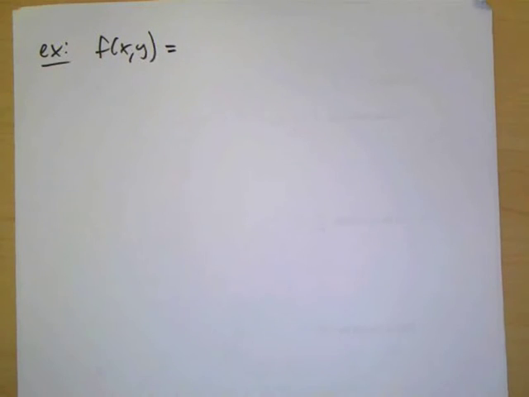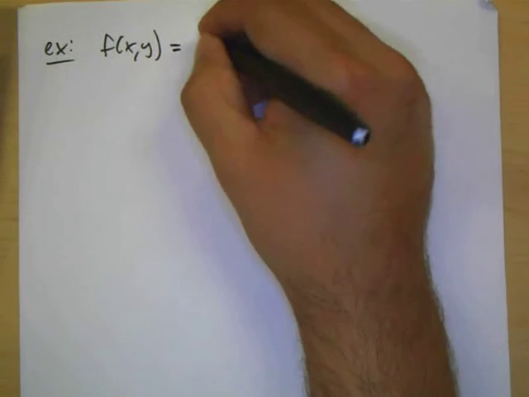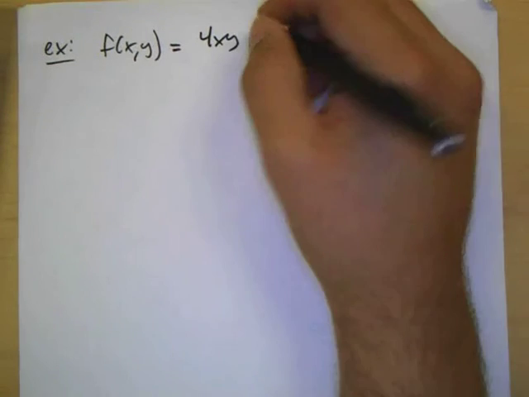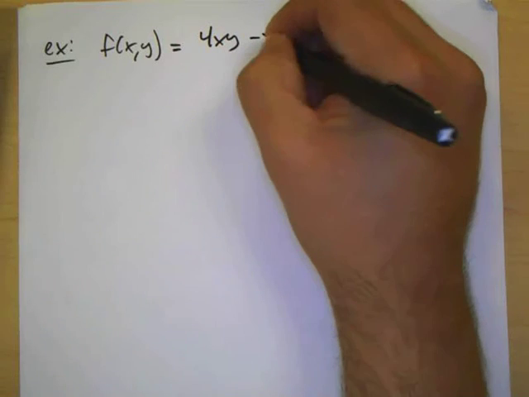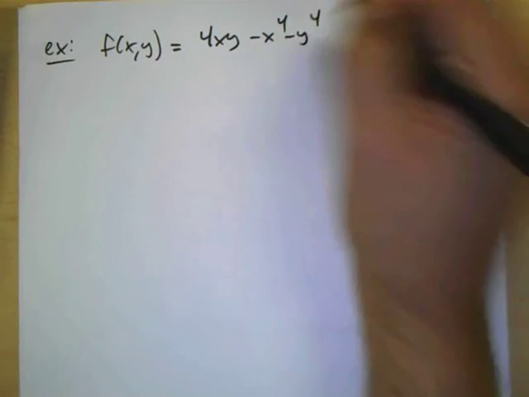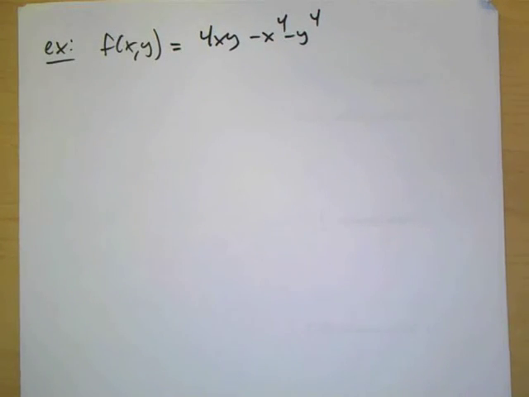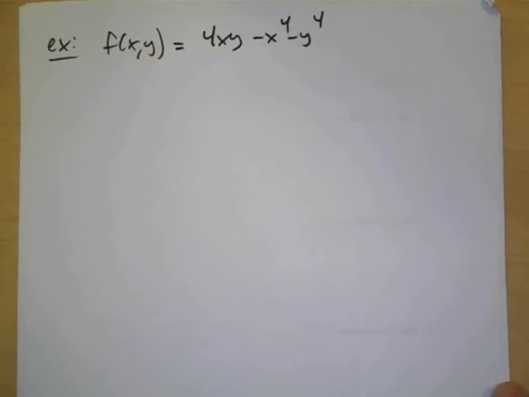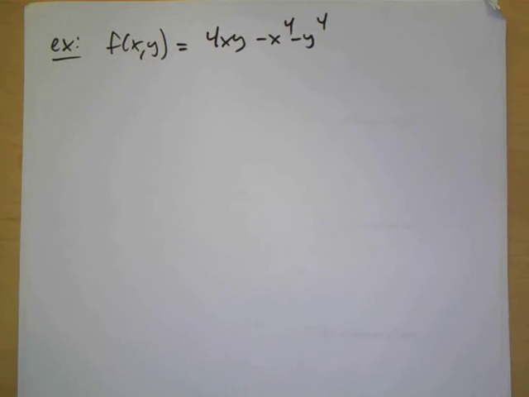That's better. Okay. So let's say f of x, y equals 4xy minus x to the 4 minus y to the 4. Take a minute or two, run through the whole process. See if you can apply what we learned on Friday to this problem.